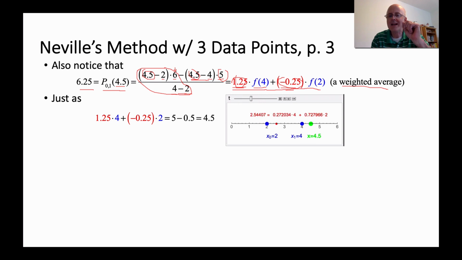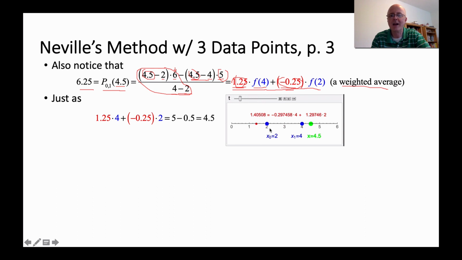When that red dot is at that green point here, you see that the coefficients of the 4 and the 2 are, well, okay, now it stalled again, 1.25 and negative 0.25. And again, you can double check: 1.25 times 4 is 5 and negative 0.25 times 2 is negative 0.5. You do get 4.5.